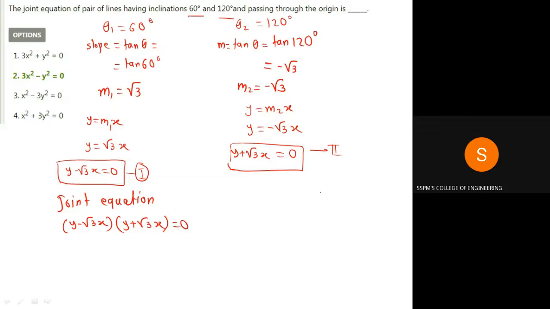This looks like the standard form of a square minus b square. What is a square minus b square? It is a plus b times a minus b. So this left hand side just looks like that. So we will write here y minus root 3x, y plus root 3x. So therefore, what is the square of the first?